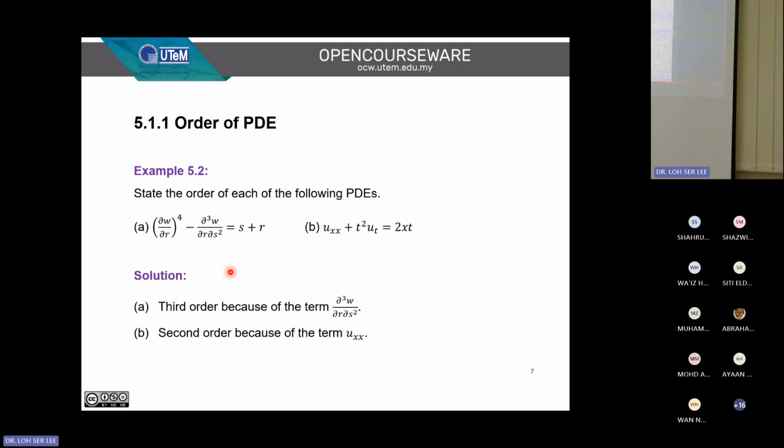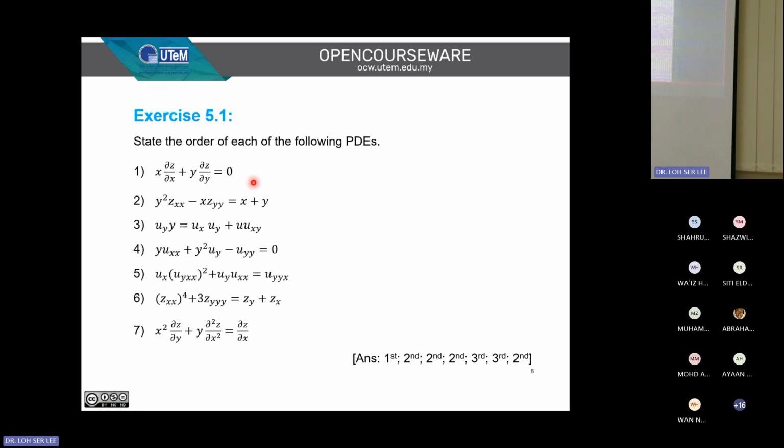Okay, this is another example. What is the order for del W, del R to the power of 4? First order. This is first order. This is third order. First and third means third order. The highest one, third order. And this one, second order, first order, that means second order. Very straightforward, this one.